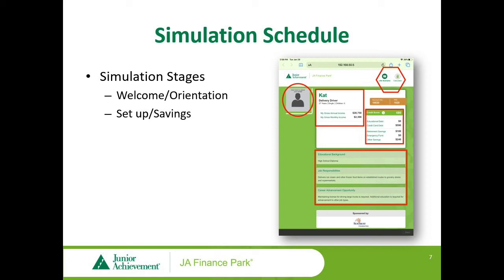Volunteers will then check out an iPad to each student and assign them an account number and associated PIN number. Students will then log into the JA Finance Park software and answer 5 lifestyle questions about their plans and hopes for their financial future. Following that, they'll see their persona for the day, including their career, income, education background, marital status, whether or not they have children, existing savings and debt, plus their credit score.